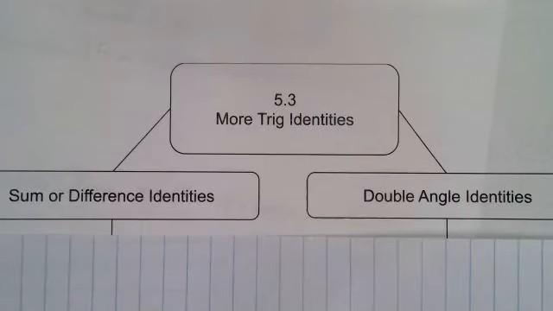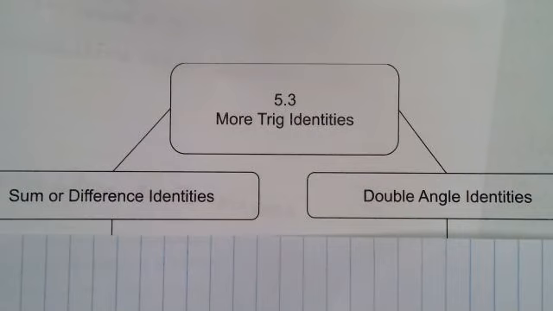All right, guys, in this video, we're going to talk about section 5.3, where we talk about more identities than what we've had. Specifically, we're going to focus a big portion of this on the sum and difference identities. And then we're also going to discuss the double angle identities.